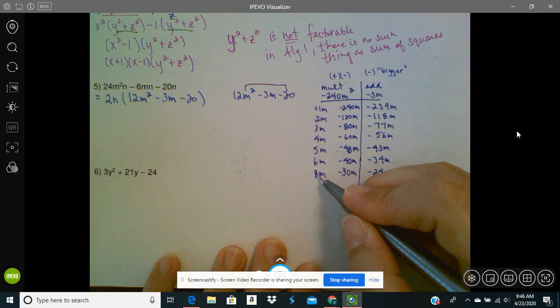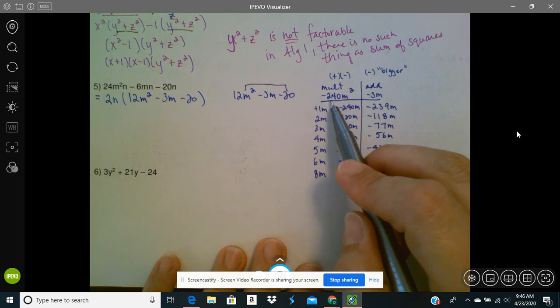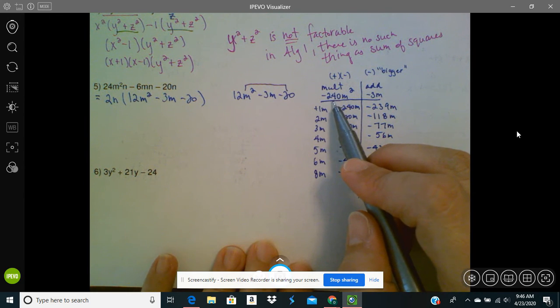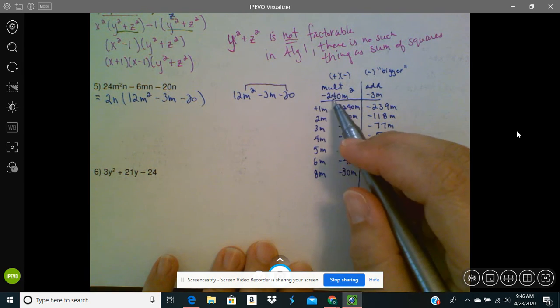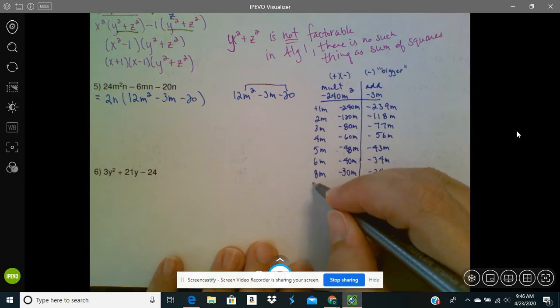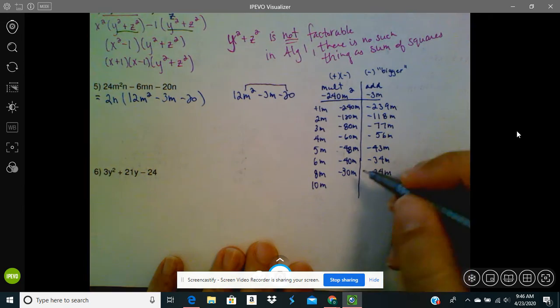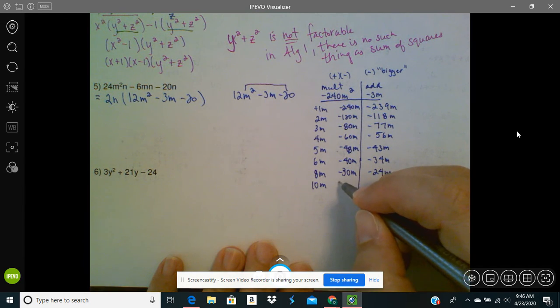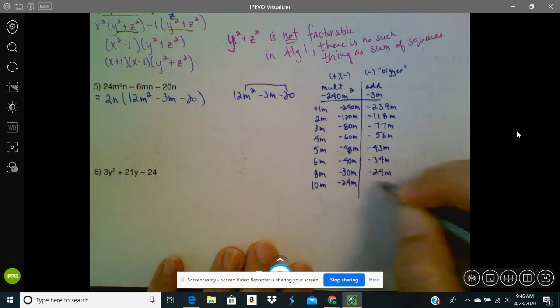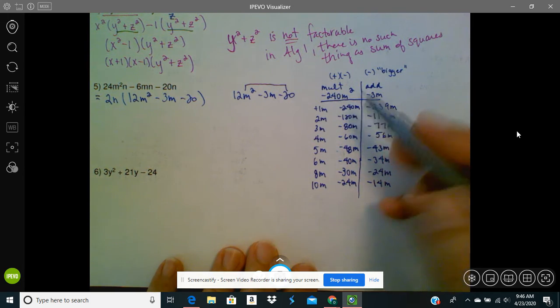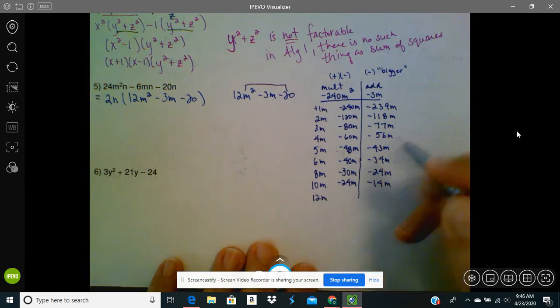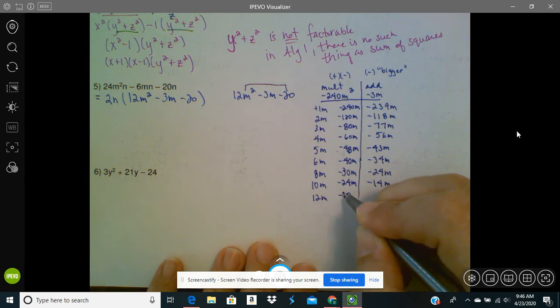Does 9 go into this? Add the digits. 2 plus 4 is 6. Does 9 divide into 6? Nope. So 9 does not divide into 240. So after 9 is 10. 10 times 240 is 24. Okay, does 11? Nope. Does 12? Yup.